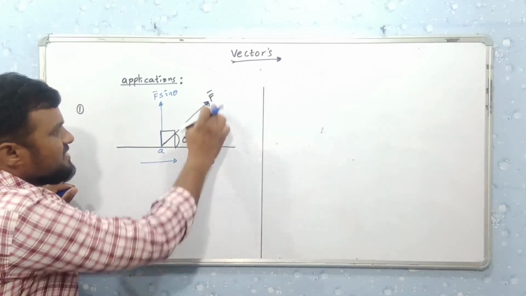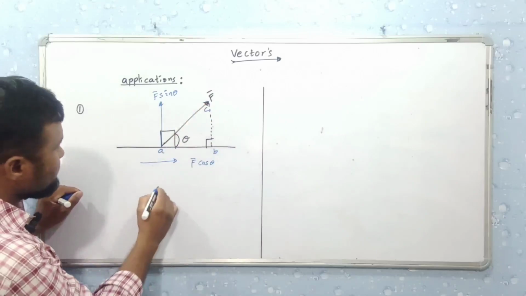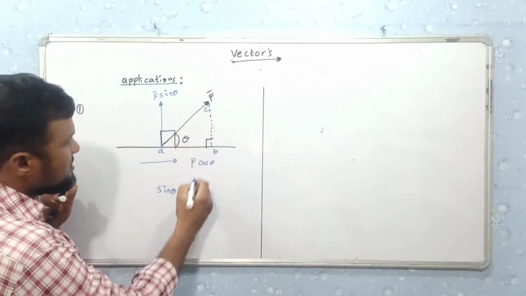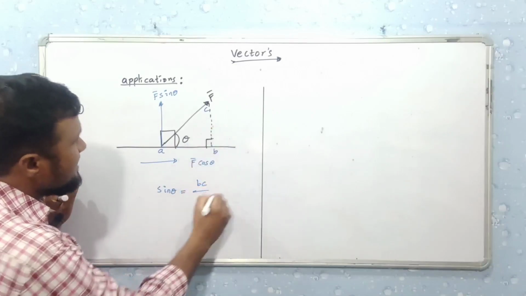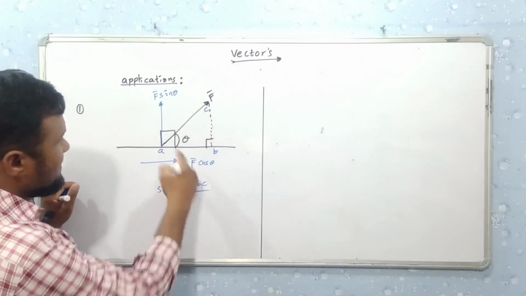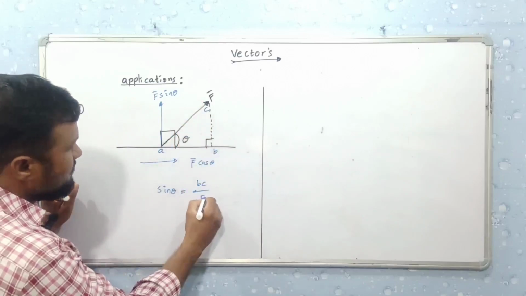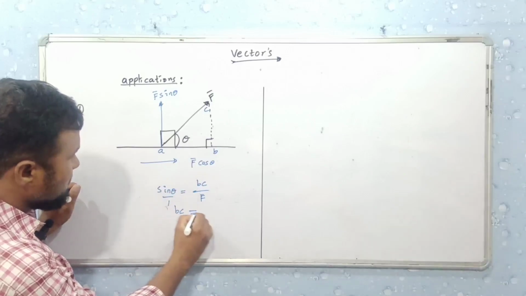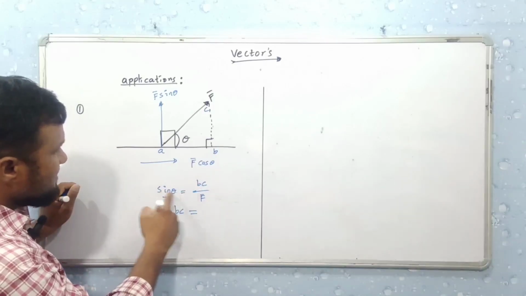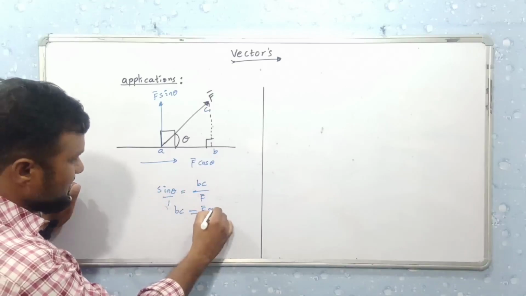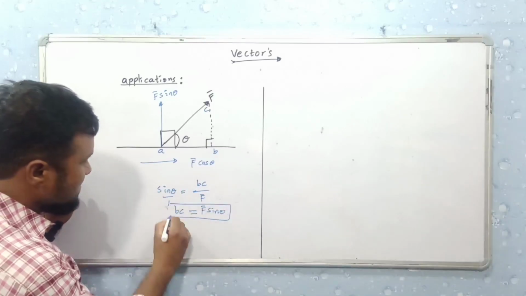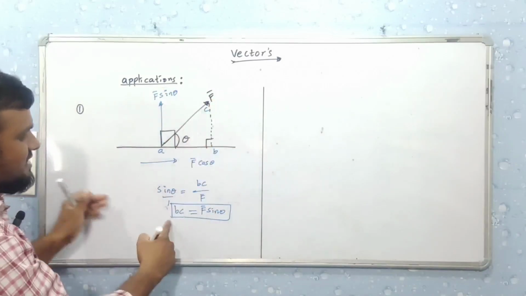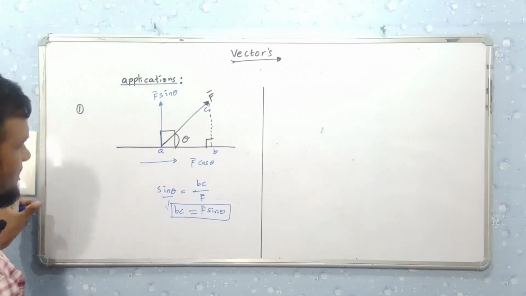Observe the triangle ABC. From this triangle ABC, I am writing sin theta. Sin theta is equal to opposite BC by hypotenuse AC. AC means F bar only. Doing cross multiplication, 1 into BC is equal to F bar sin theta, where BC is F bar sin theta. This is BC, F bar sin theta. Understand? This way I have resolved.